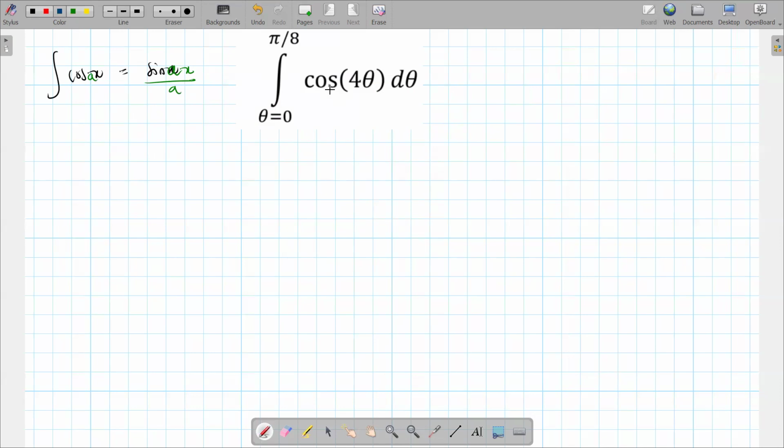So what's the integral of cosine of 4 theta? It's going to be sine of something. This is the formula. Sine of 4 theta over anything? Over 4. Right. And then you're going to plug in the bounds.